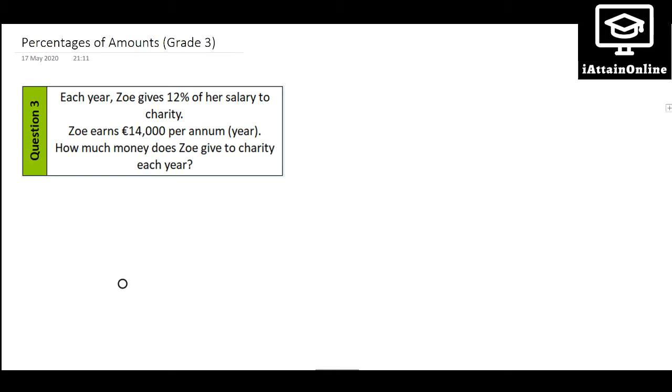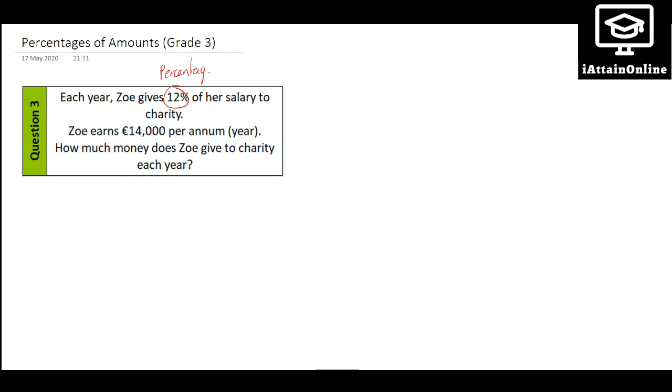You might also, for the third example, get some kind of worded questions. It's the same idea, but you do need to be able to pick out the key information. So Zoe, in this case, gives 12% of her salary to charity. She earns 14,000 euros per annum, which means per year. And the question is asking, how much does Zoe give to charity? So in this example, the percentage that we're trying to find is 12%. That's the percentage.